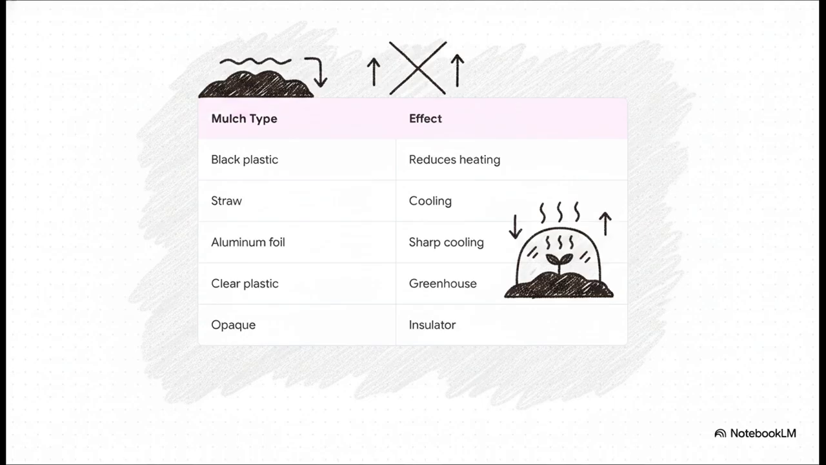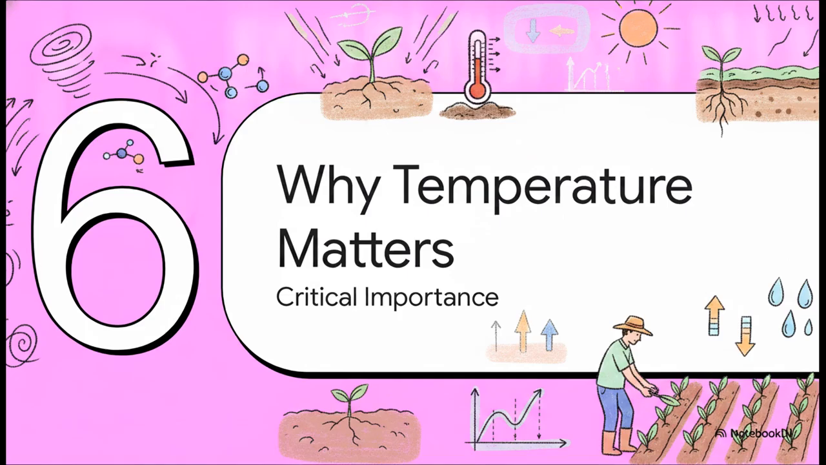On the flip side, transparent plastic triggers a potent greenhouse effect, while opaque mulches act as a thermal insulator, bringing down the maximum temperatures while raising the minimums. Section 6. Why soil temperature matters.